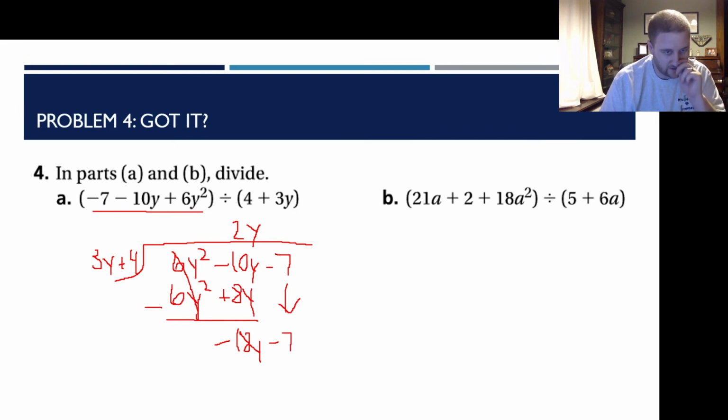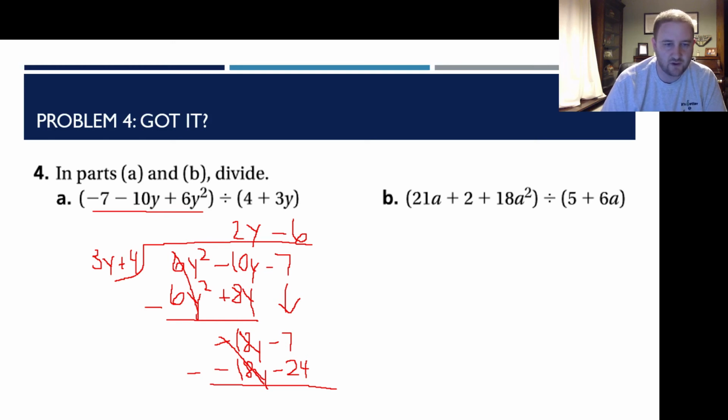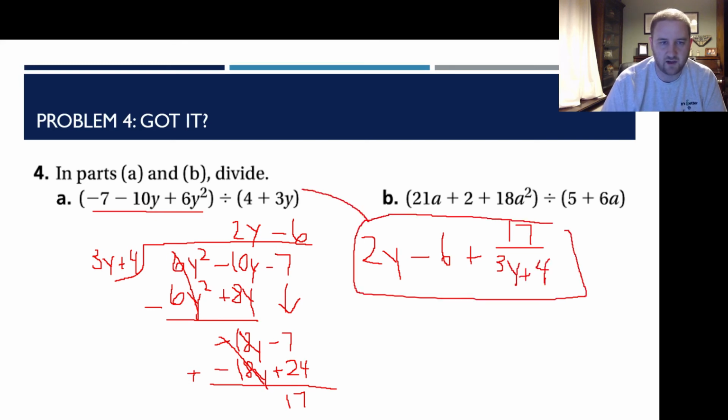3y goes into negative 18y negative 6 times. Negative 6 times 3y then is negative 18y. Negative 6 times positive 4 is negative 24. Subtract these then. These cancel out. Negative 7 minus negative 24 is the same as negative 7 plus positive 24, which is 17. So we get a remainder. We get 2y minus 6, and then plus our remainder of 17 over 3y plus 4. This is the answer to part A.